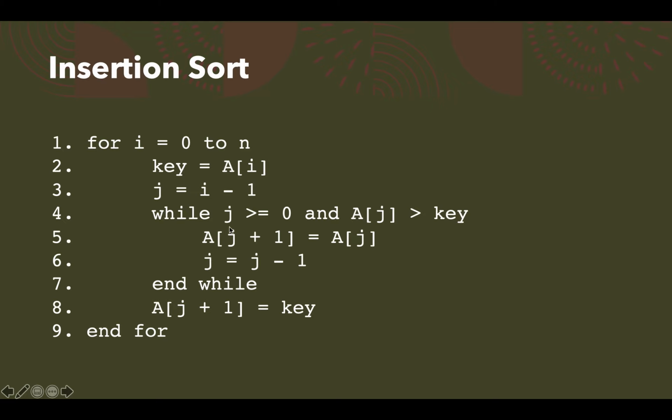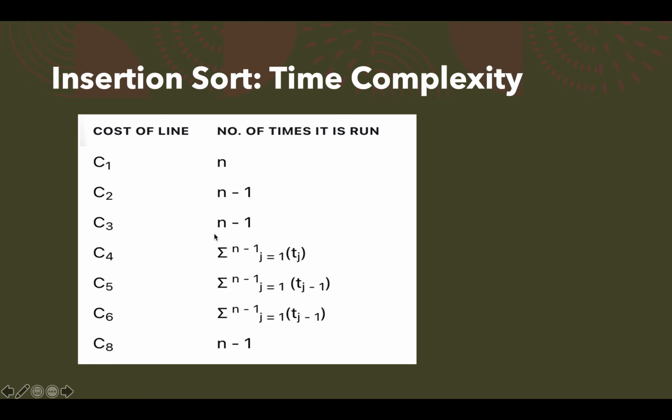Now coming to this inner loop, that is here line number 4. Line number 4 is executed for sigma j equal to 1 to n minus 1 of Tj. Why this Tj, or what is this Tj? It actually reflects the count of the number of times a shift of an element to the right side is happening. So Tj actually refers to the number of times the inner while loop is executed.